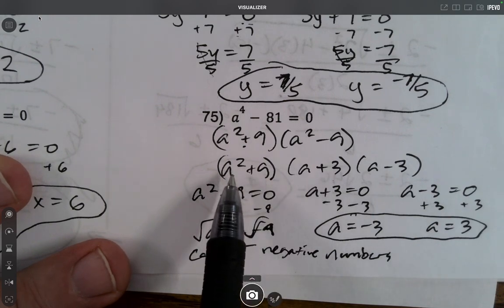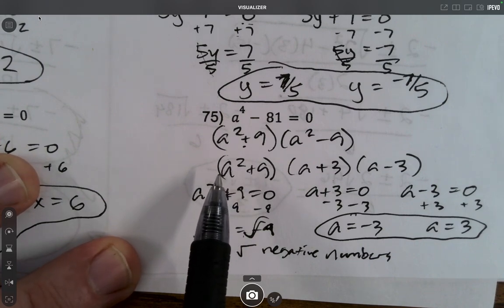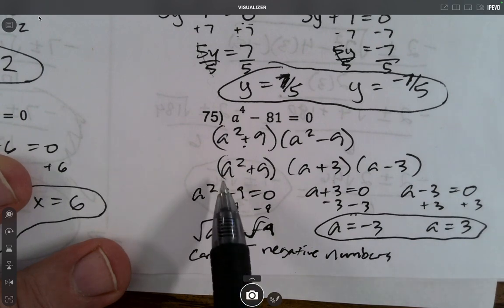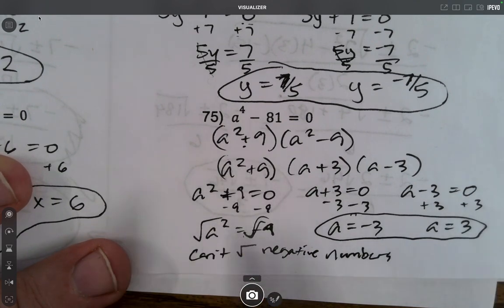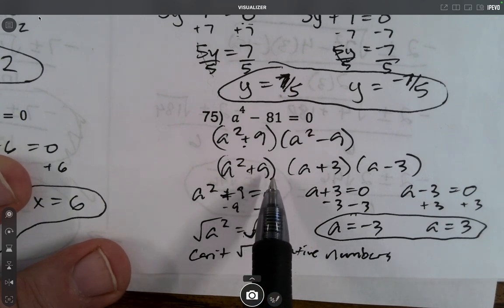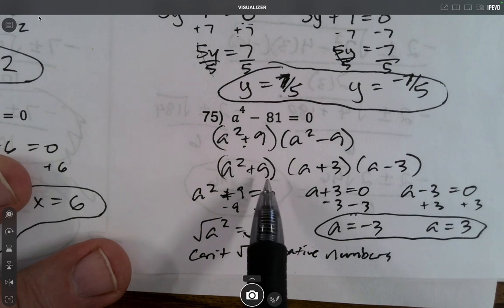Now think about it this way. I told you, anytime you square a number, it's always positive. There's technically one exception. If you plug in 0, 0 squared is 0, and 0 is neither positive or negative. But that means the smallest this thing can ever be is 9. Well, you can't equal 0 if the smallest you ever are is 9.